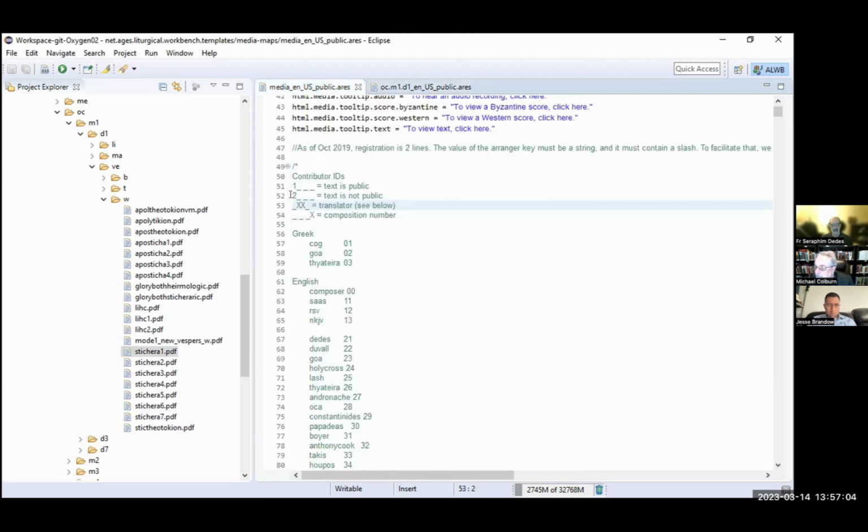And 2 means it's not the text that is being published in the DCS. And then the next 2 digits. Sorry, when it says it's not public, would that mean that it would not appear on the public DCS website? I'll show you.